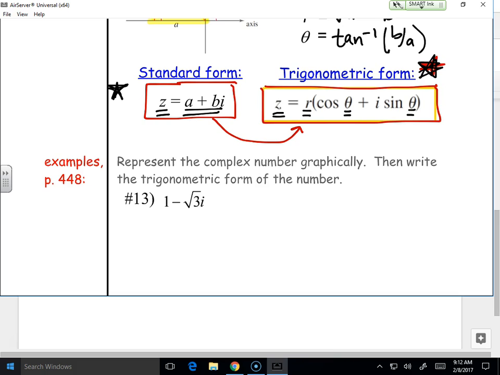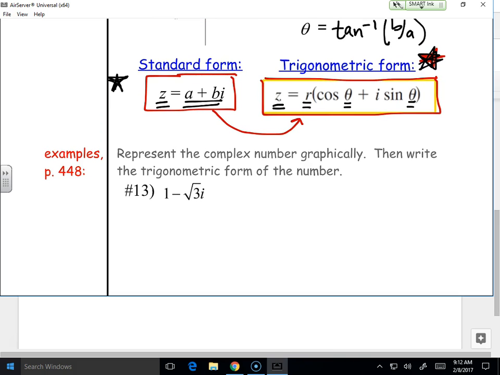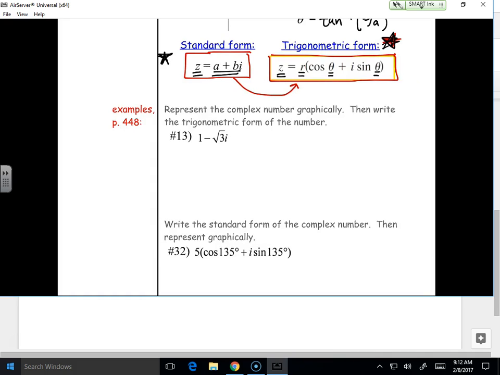Now, these examples down below tell us to take the complex number in whatever form it is, graph it, and change it to the other form. So all we're seeing is how to go back and forth. Okay? How would we graph number 13? You guys remember from yesterday?